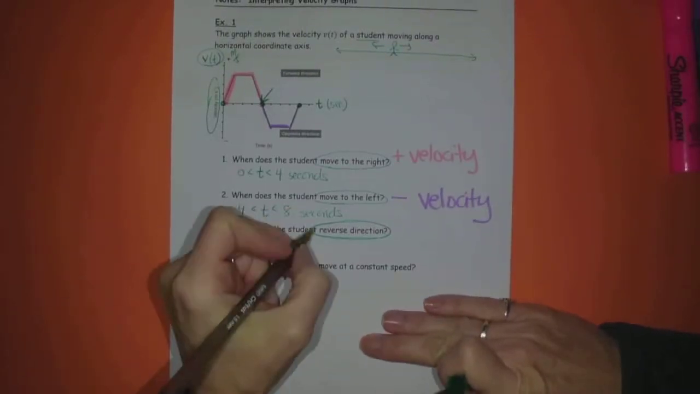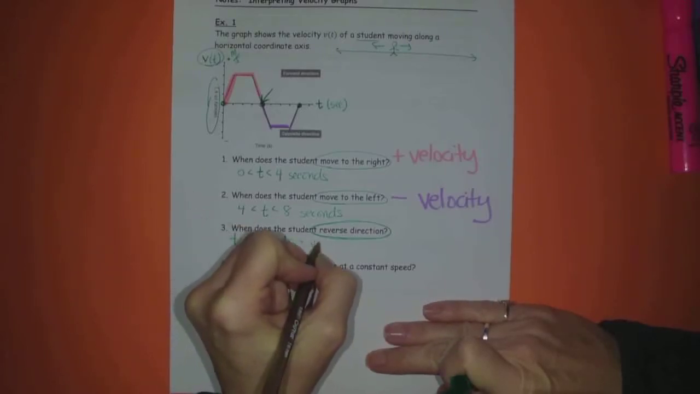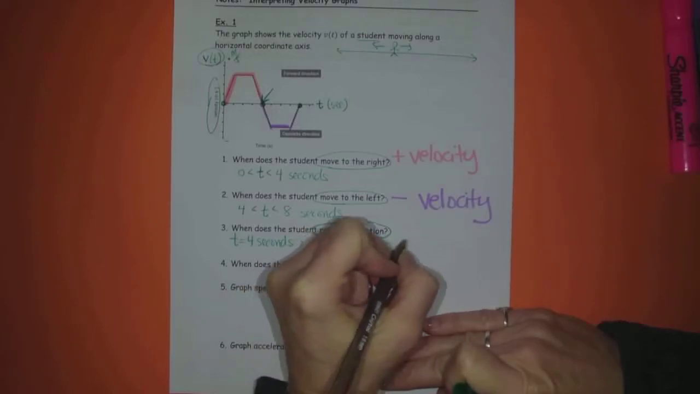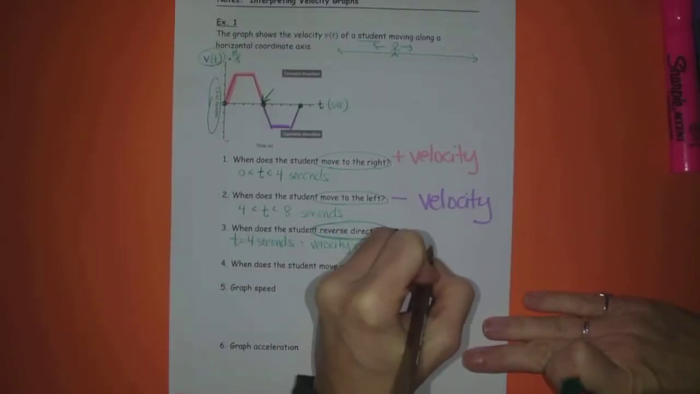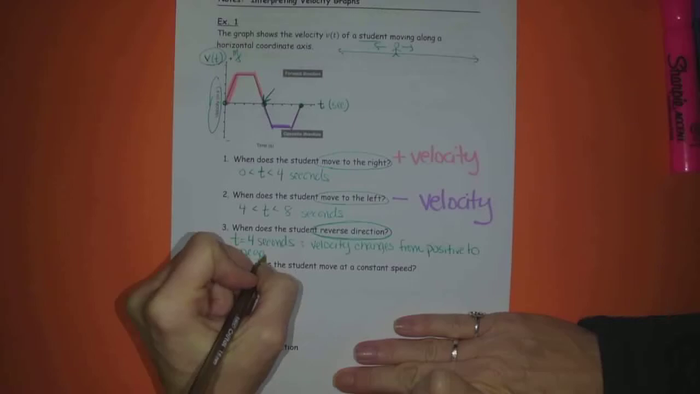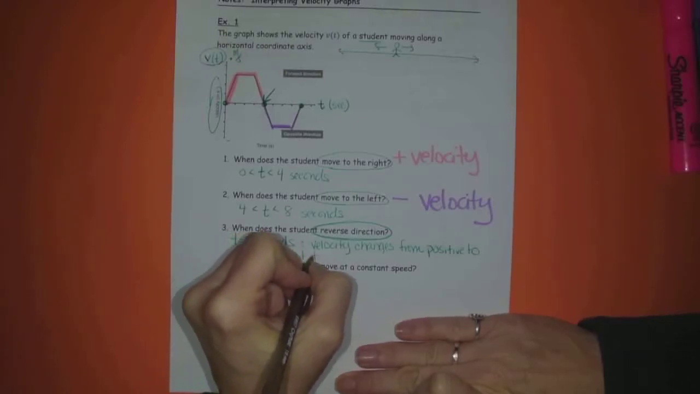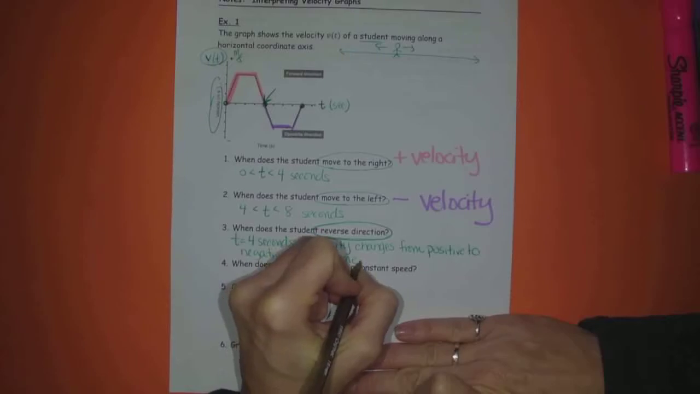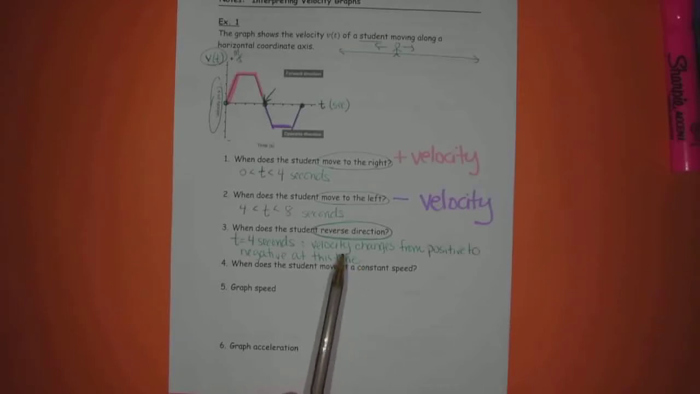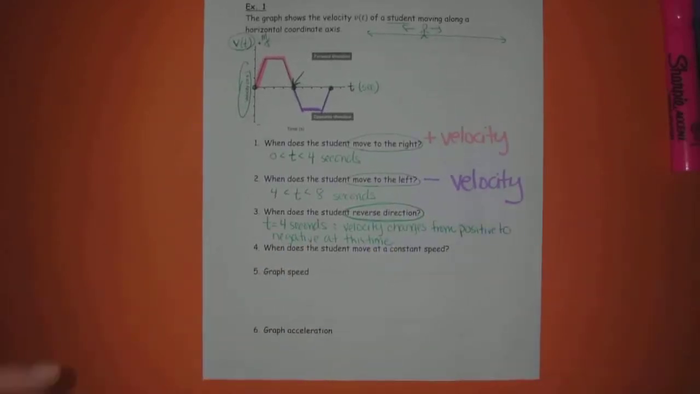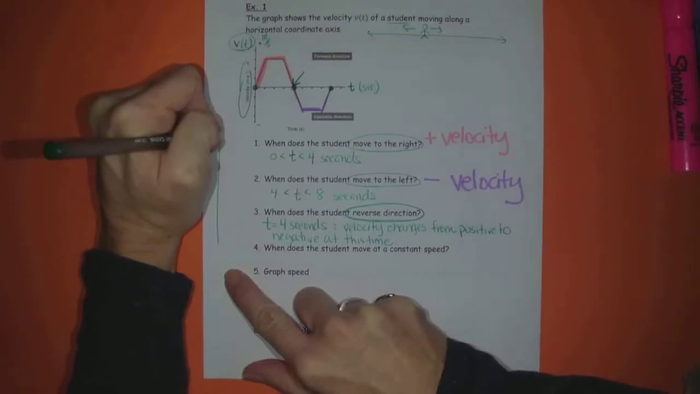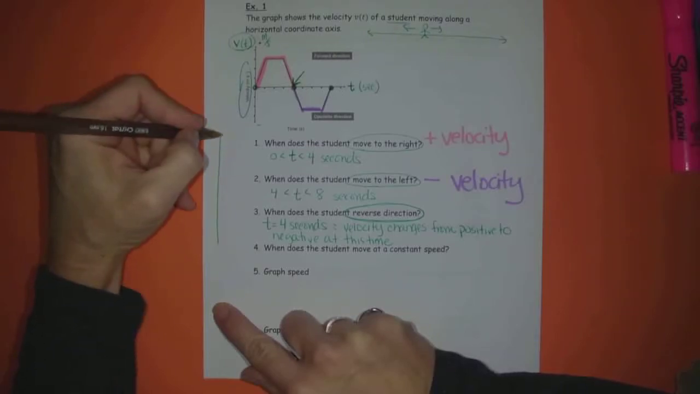And I might put a little disclaimer here. Velocity changes from positive to negative at this time. There has to be a change in the sign of velocity in order for a reversal of direction to occur. It's just like the examples we did last week where you throw a ball up, positive velocity. At its maximum height, it stops.